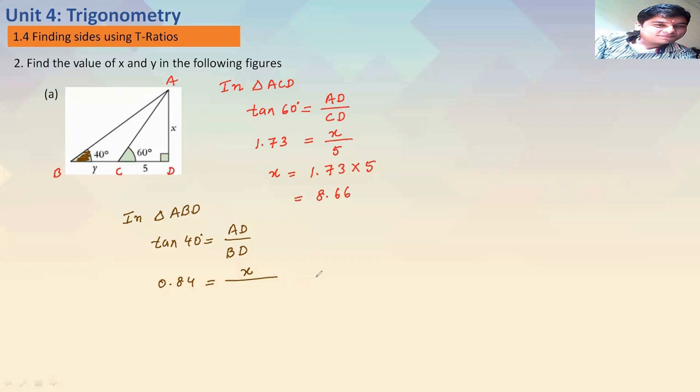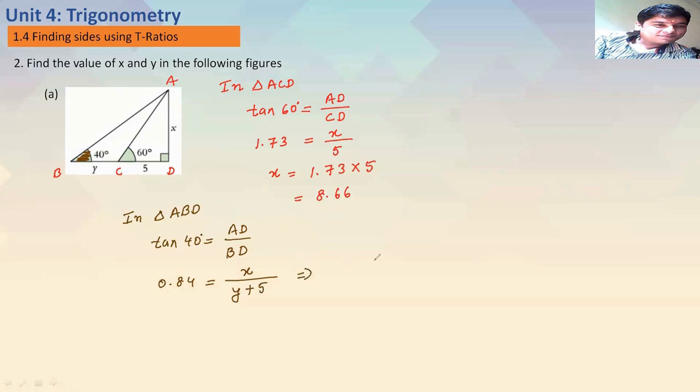BC plus CD, right? Probably. Okay. Not only 5. 5 is only CD. You got to take Y into consideration as well. Y plus 5. So this is going to be Y plus 5. Got it now?